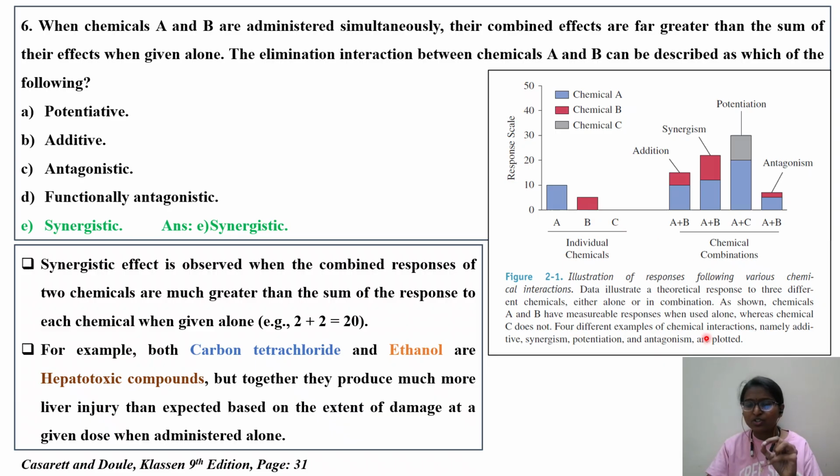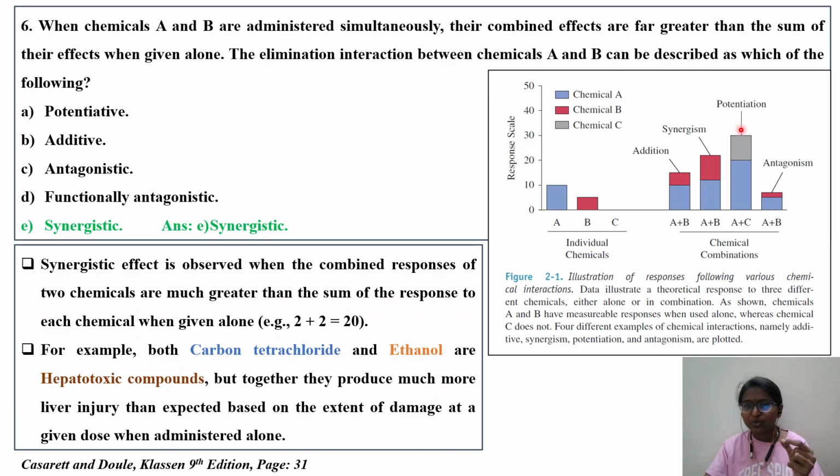Four different examples of chemical interactions. We have A plus B, A plus B, A plus C, and we'll see the differences. Namely, additive. A plus B is additive. A's effect is this much in blue and B's effect is in red color. Together A plus B is equal to the same sum only. That is why it is called additive. A plus B addition is taking place, 2 plus 2 like 4. Coming to synergism, A is there, B is there, but A plus B, 2 plus 2 is not really resulting in 4, but it will result in, for example, 5 or 10 like that.